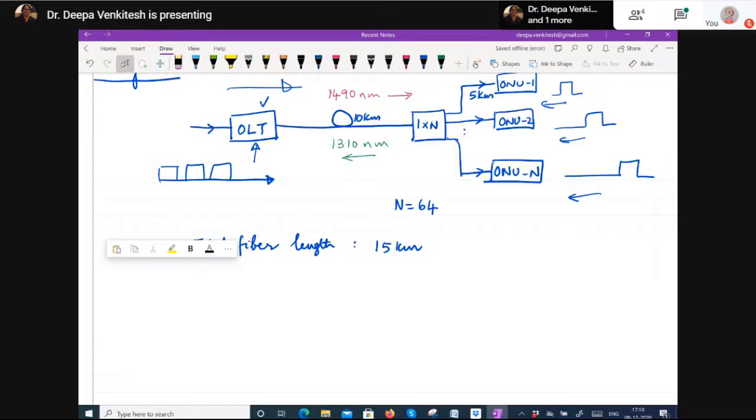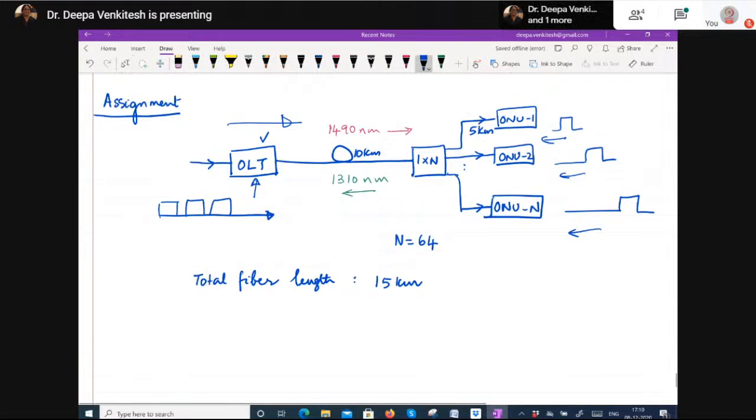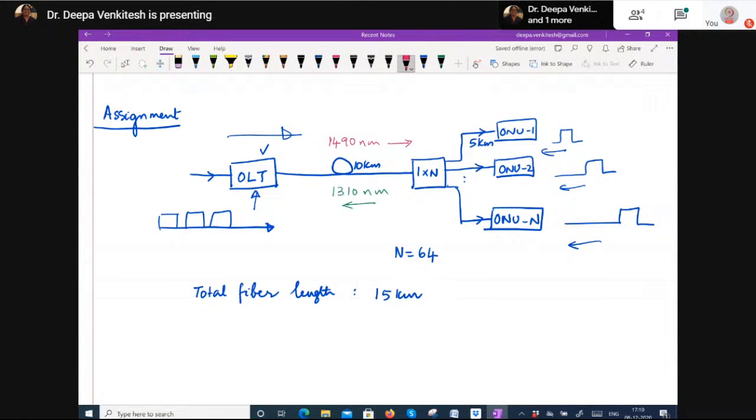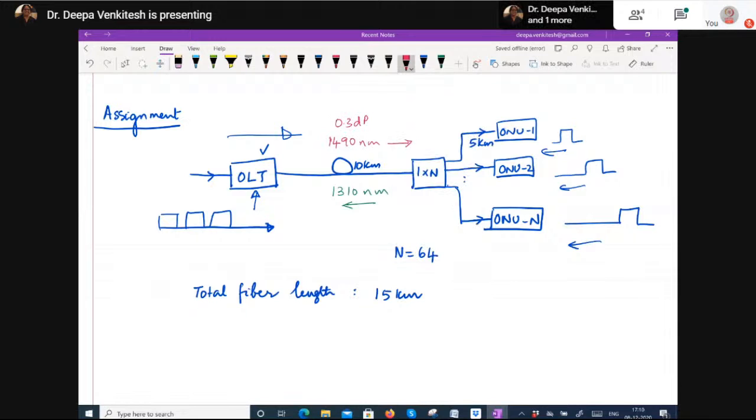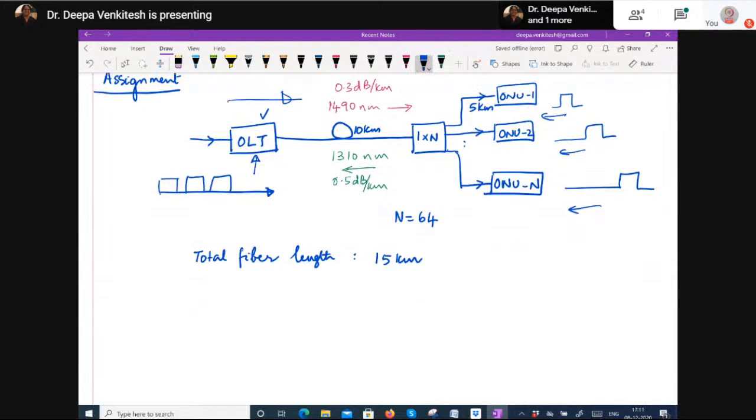1310 nanometer. But the fiber loss in the 1490 case is 0.3 dB per kilometer, whereas if you're using 1310 nanometer, the fiber loss is 0.5 dB per kilometer. And you're using 15 kilometers of fiber. So this difference in loss will build up to a significant difference between the upstream and the downstream. So the problem is very simple now. You've identified the reason for the difference in losses in upstream and downstream.